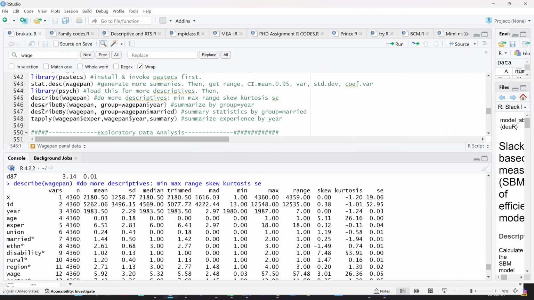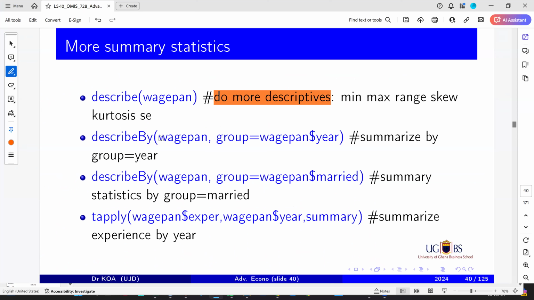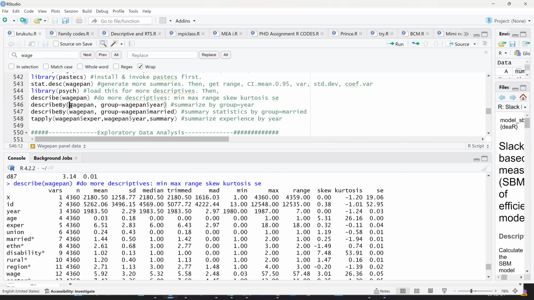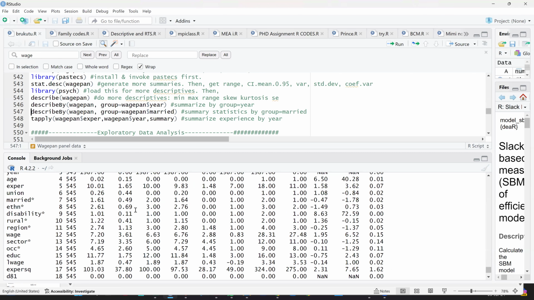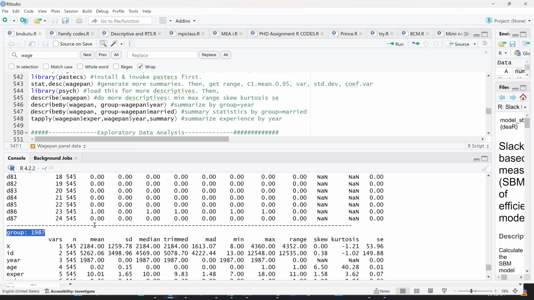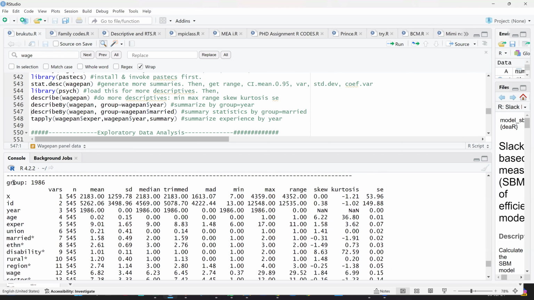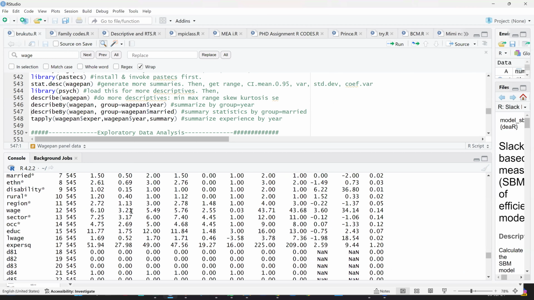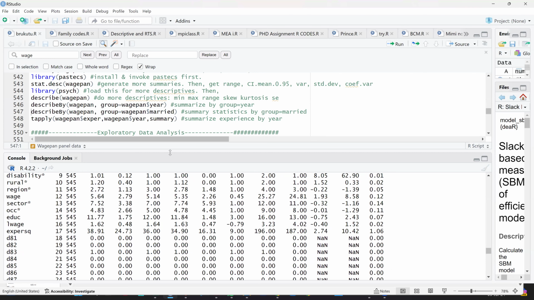Then the next thing is you can also describe groups. So let's say that you want to describe by virtue of the year, like when you pick each year, what is the descriptive statistics for each variable in each year? You can use describeBy year. Okay, and this is it. So watch this one. This one is only giving you the situation for 1987. This one here is giving you the situation for only 1988. For each year, you're able to get it for each year.